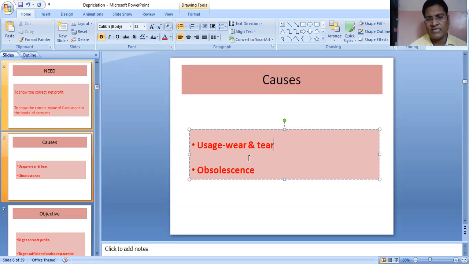Actually, we get a fund by charging depreciation. With that fund, we can buy a new asset also, and we will be able to get the correct net profit even. Obsolescence means the machine has become out of technology, and that is why depreciation is charged.